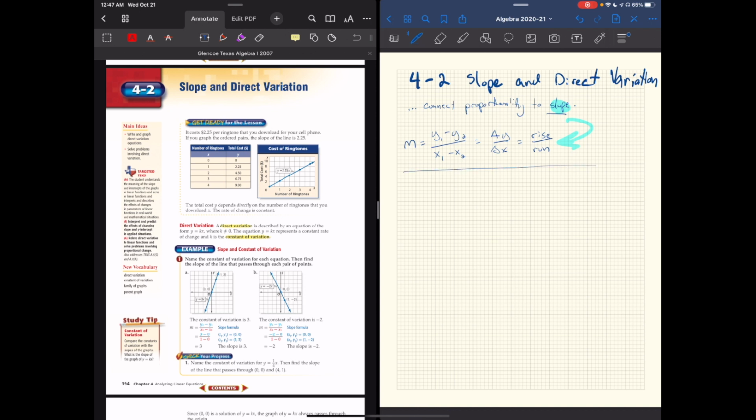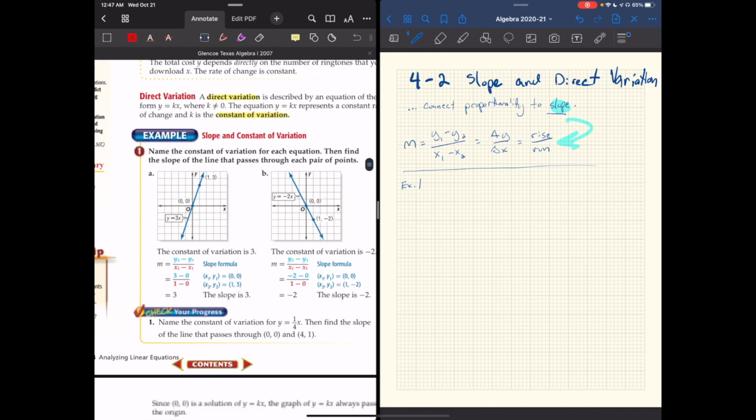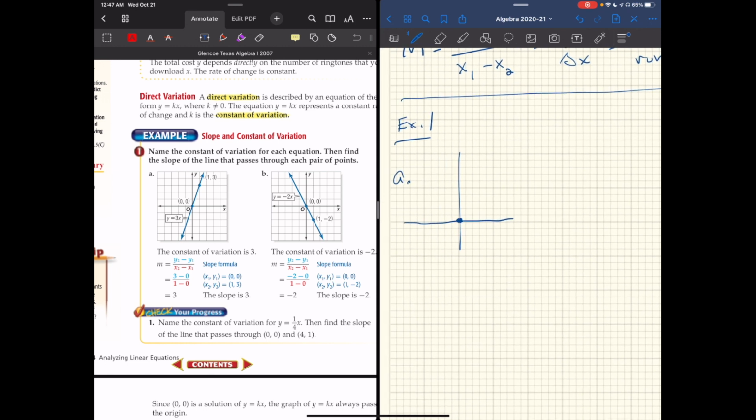So I'm going to jump right into example 1, because we can see two proportional linear functions. How do I know that they're proportional? Everybody says they pass through the origin. Excellent. Example 1a, we've got this coordinate plane, and we can see that we pass through 0, 0 and 1, 3. And presumably that pattern is going to continue because it's proportional, to 2, 6, 3, 9, and so on.